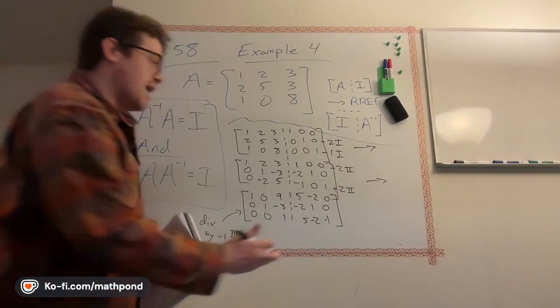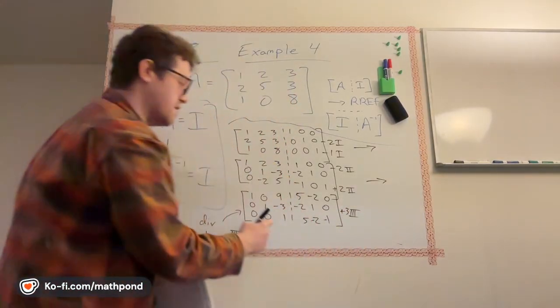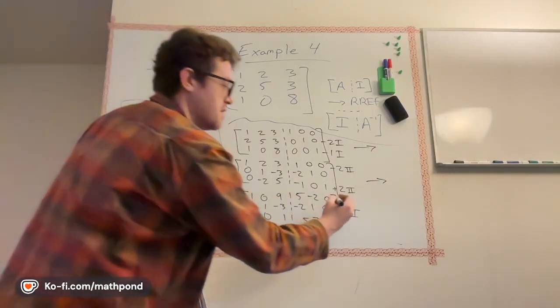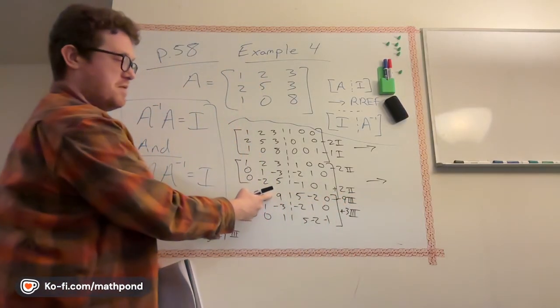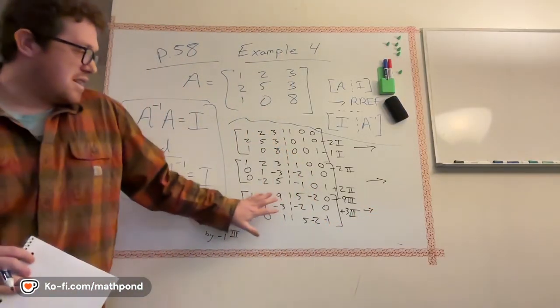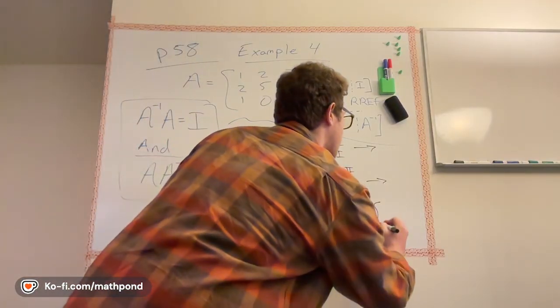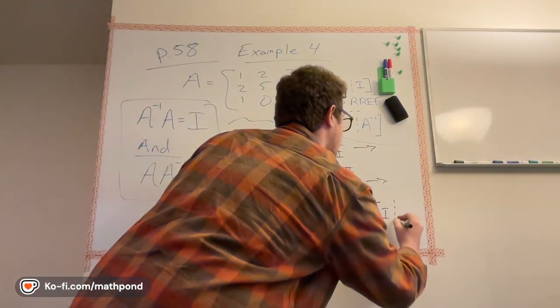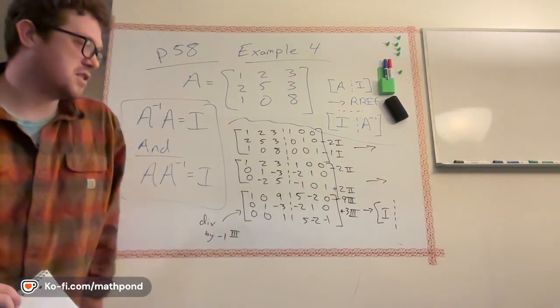And now we're going to add 3 times the third to the second one to eliminate this negative 3. And we're going to subtract 9 times the third to eliminate this positive 9. And in the end, this left-hand side will be the identity, right? So we're going to get identity here. I'm not going to write the identity matrix here. Let's just concentrate on A inverse.